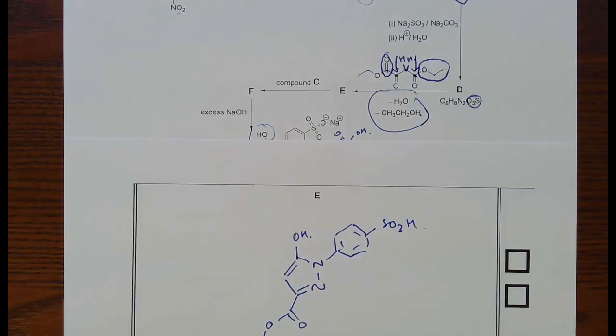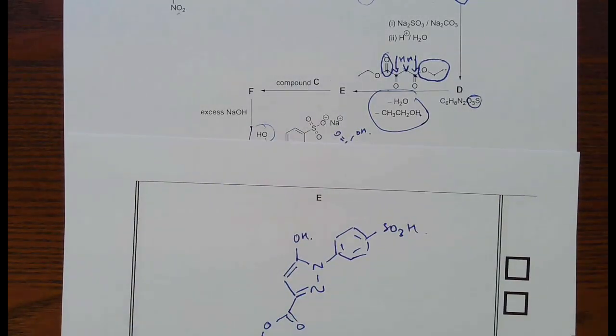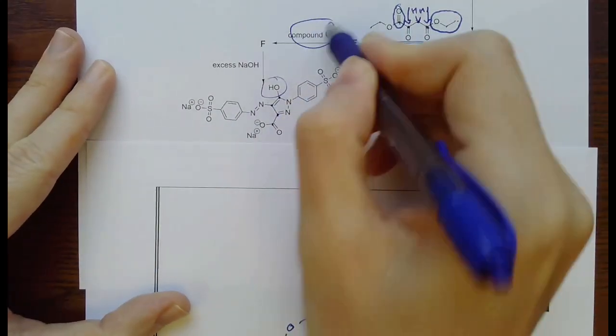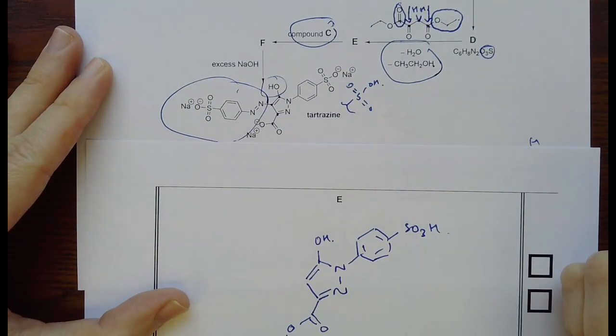That's a pretty hand-wavy way of doing it. If that was a little bit too fast, it wasn't quite clear, you might want to rewind and just listen to that bit again. But I think it works. Then we have compound C comes in again. So obviously compound C, this bit here now, is going to be this bit coming in.